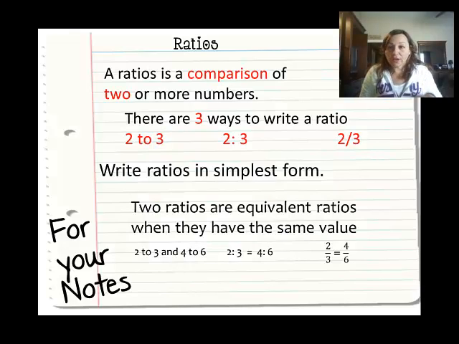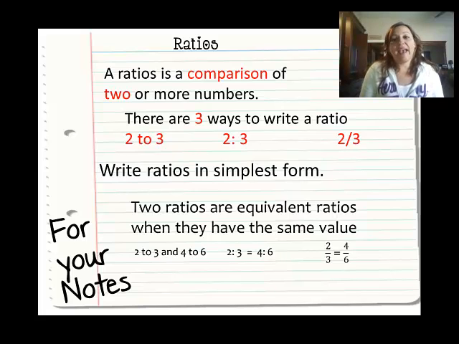All right, so for your notes today, a ratio is a comparison of 2 or more numbers. There are 3 ways to write a ratio, listed here: 2 using the word to, 2:3, or 2 using the fraction. Write ratios in the simplest form, and then 2 ratios are said to be equivalent ratios when they have the same value. So 2 to 3 and 4 to 6 are the same, and you see I've written it out the 3 different ways. 2:3 is the same as 4:6, and 2 over 3 using a fraction is equivalent to 4/6.